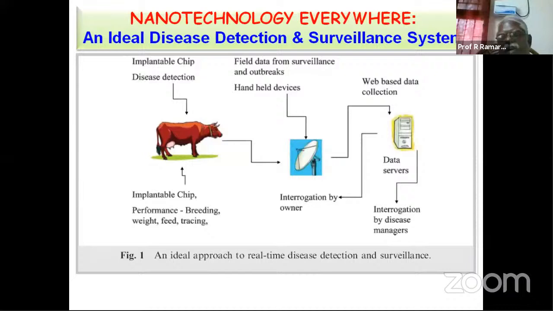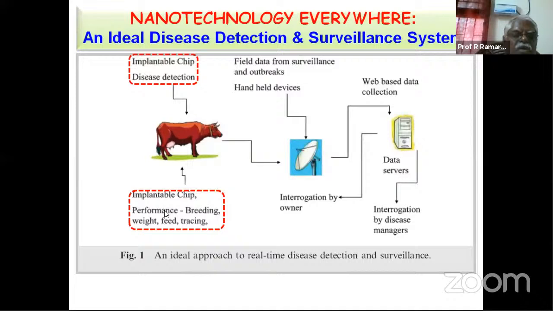Yeah, so there is a cow, and you can implant chips in the cow. This is a detection chip. Like the previous chips I showed, you can implant that kind of chip, or implant other chips also. Your performance means how it grows and all: breeding, weight, whether the weight increased or decreased, feed, how much it ate or did not eat.